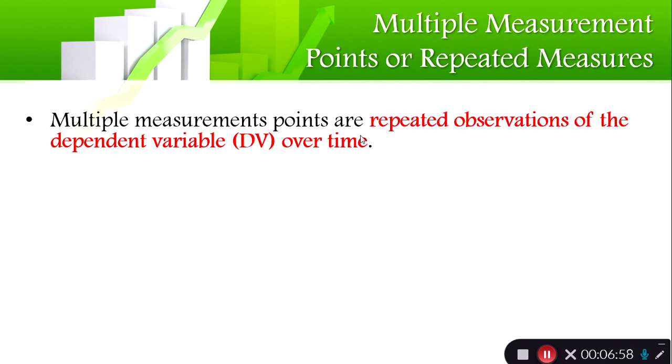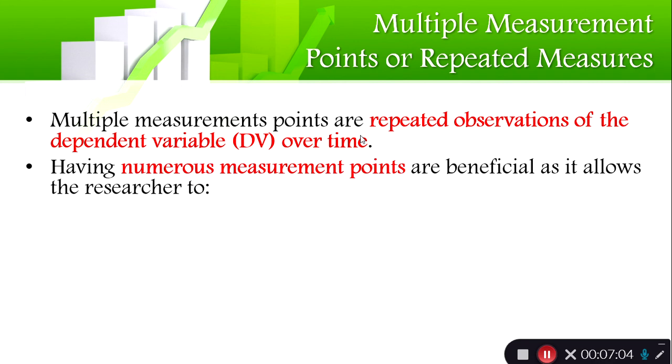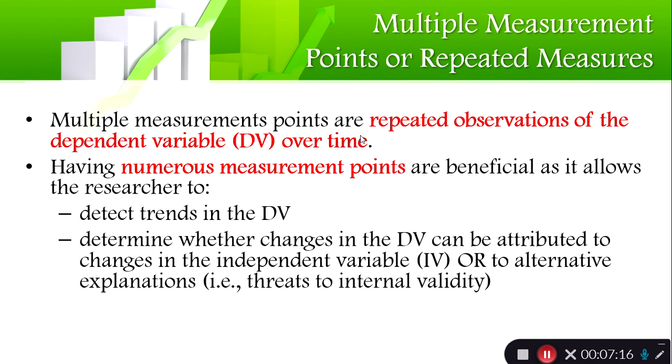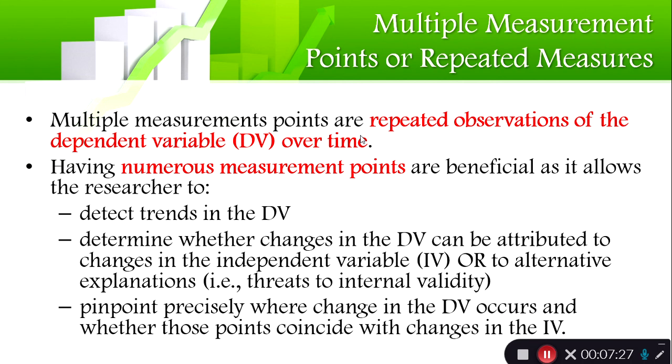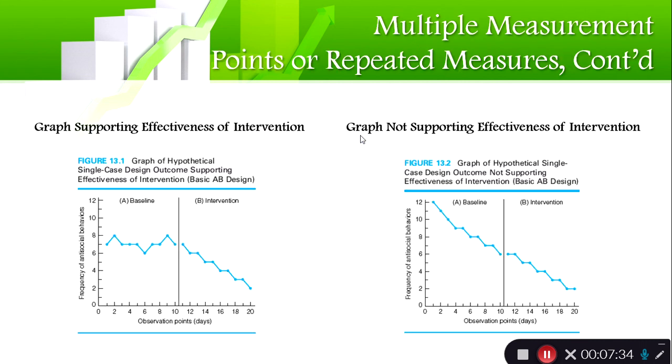So multiple measurement points are repeated observations of the dependent variable over time. Having numerous measurement points is beneficial in a number of ways for both the researcher and the clinician. It allows us to detect trends in the dependent variable. It also allows us to determine whether changes in the dependent variable can be attributed to changes in the independent variable or to some other alternative explanation. And it allows us to pinpoint precisely where the change in the dependent variable occurs and whether those points coincide with changes in the independent variable.